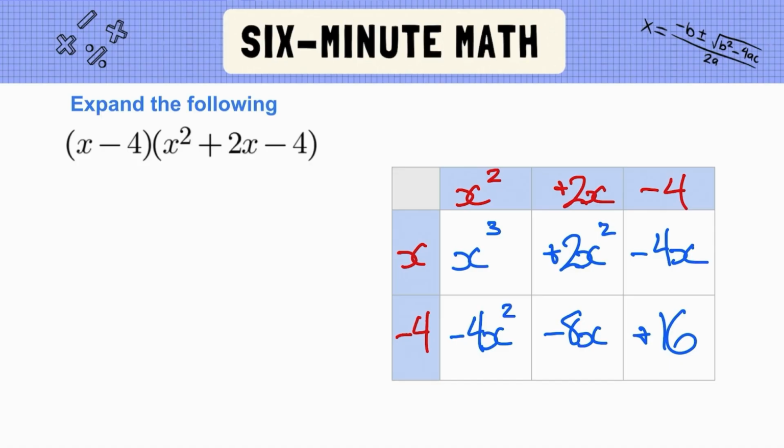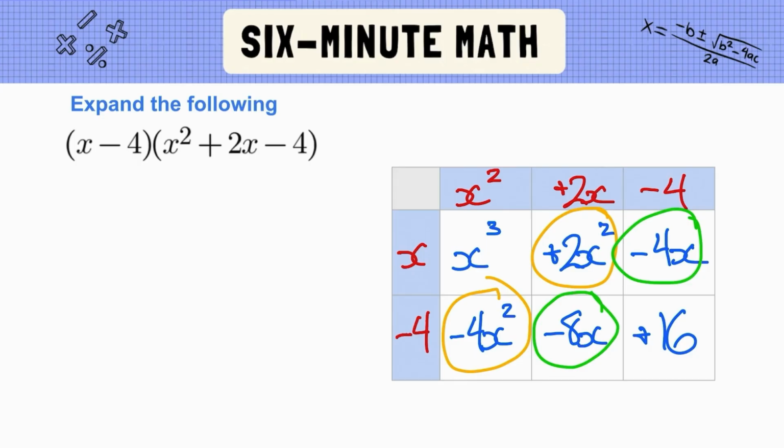I am now going to collect my like terms. I have some x squareds, and in this situation, I also have some x values, giving me a final answer of x cubed minus 2x squared minus 12x plus 16.